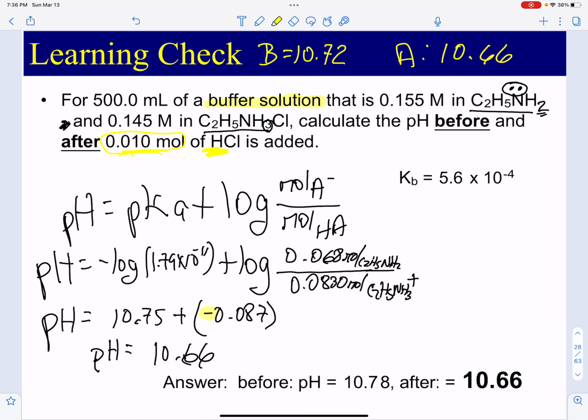And that's how you evaluate the pH of a buffer once you add something to it, using the stoichiometry, the molarity, and finding out how many moles you have of each one of them.